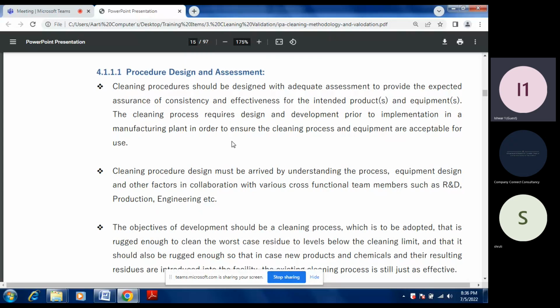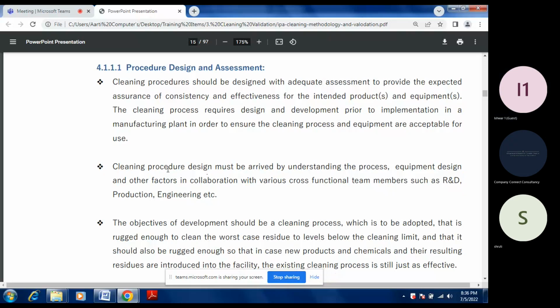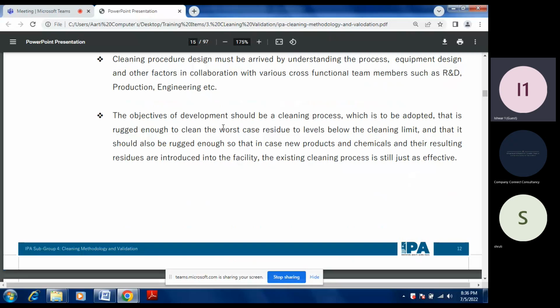Otherwise, there may be chances of microbial growth, and some other problems may occur due to inappropriate design of the equipment. Hence, whenever we perform the qualification of the equipment, first of all, we perform the design qualification. It means the design of the equipment should be as per our requirements. The cleaning procedure must be arrived at while understanding the process, equipment design, and other factors, in collaboration with various cross-functional teams, that is CFT members such as R&D, production, and engineering teams.